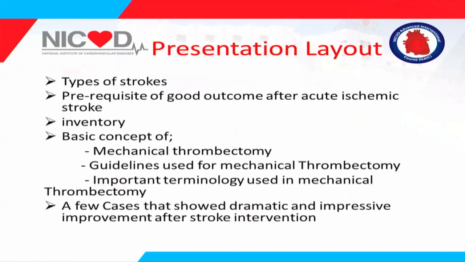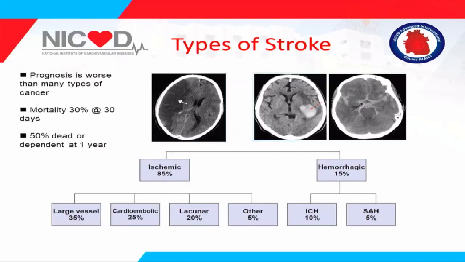In my presentation layout, we will discuss the types of stroke and the prerequisites for a good outcome. We'll discuss the inventory that is available here in our cath lab, the basic concept of mechanical thrombectomy, the guidelines of mechanical thrombectomy, and some terminology used in acute stroke intervention. In the last part, I will show you a few cases that we have done in ICUD.